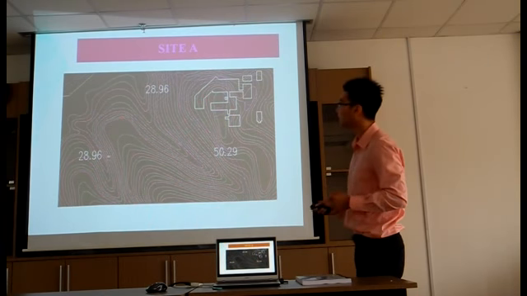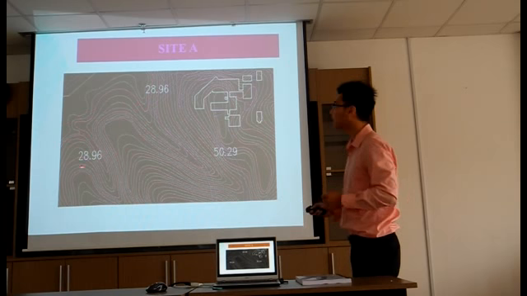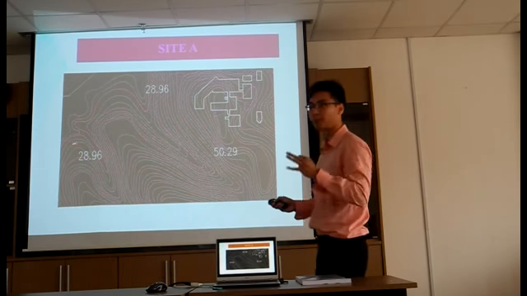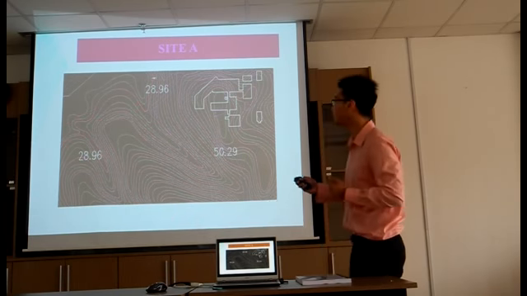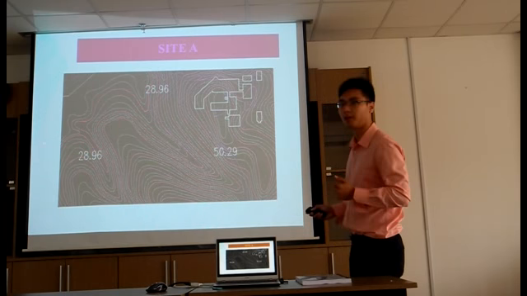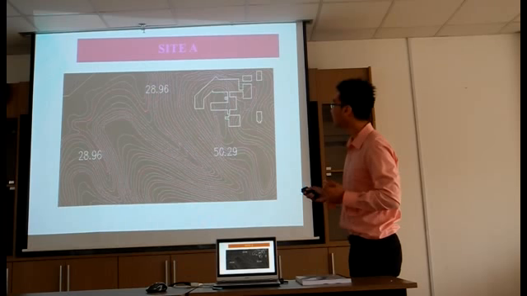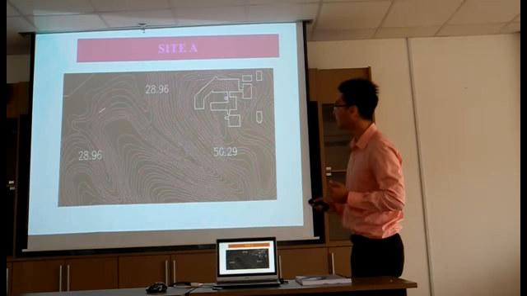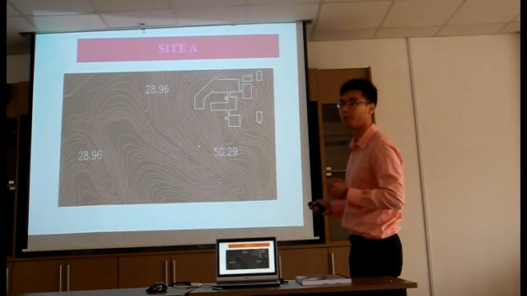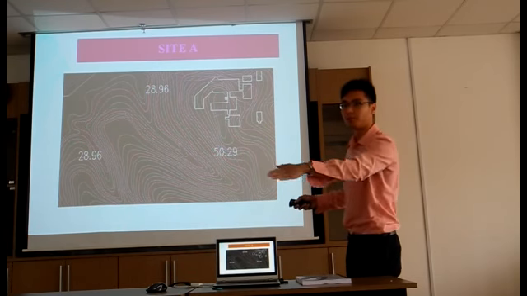You can see around 28.96. So we have, you remember the three parameters: balance of cut and fill, accessibility, and sustainability. The first one: here we will do less earthwork. We will save a lot of cost if we choose here. But the problem is the area here is very low compared to the existing road. The area is about 50.29. So it's like a slope down.